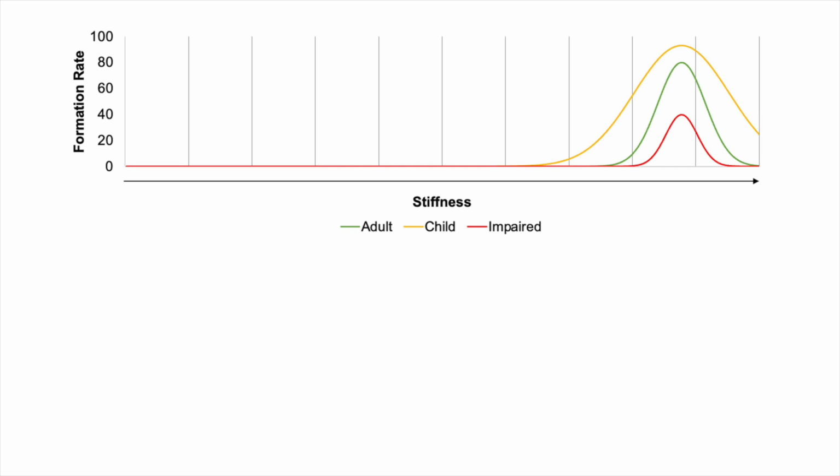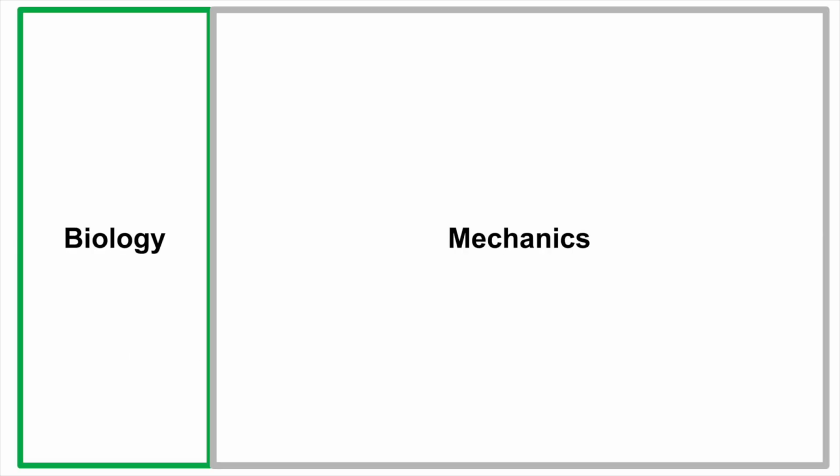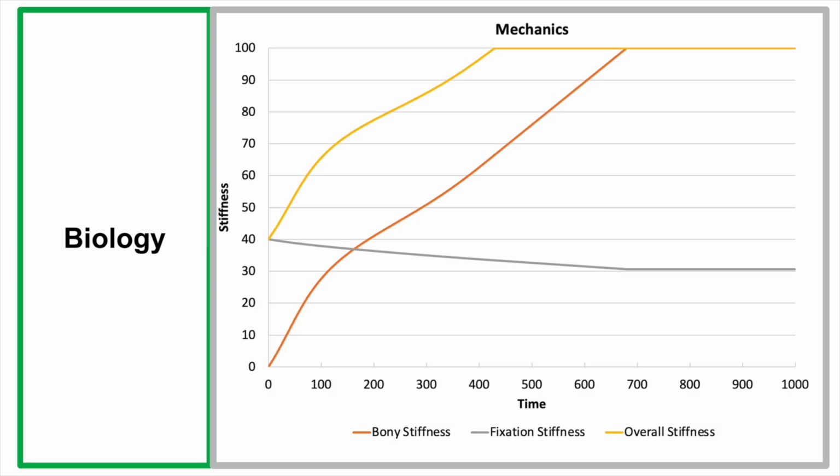Similarly, the addition of various drugs can affect the shape and height of these curves. For example, the use of bisphosphonates would be expected to reduce the rate of bone resorption and dampen the shape of the curve. Now let's start to take a look at the mechanics section of the model.